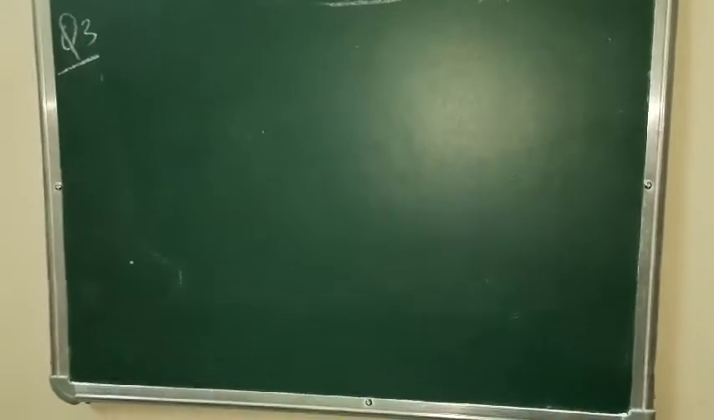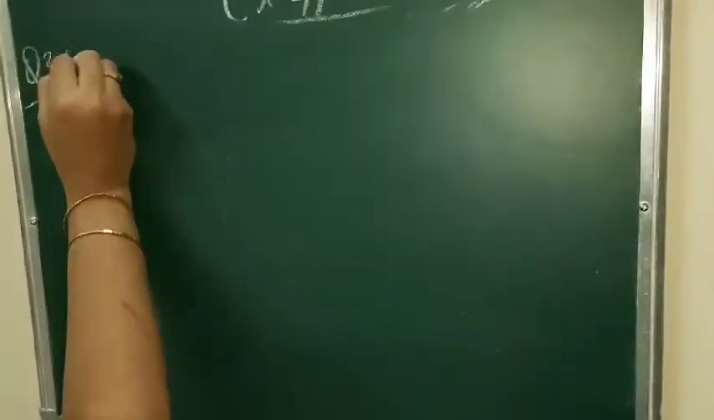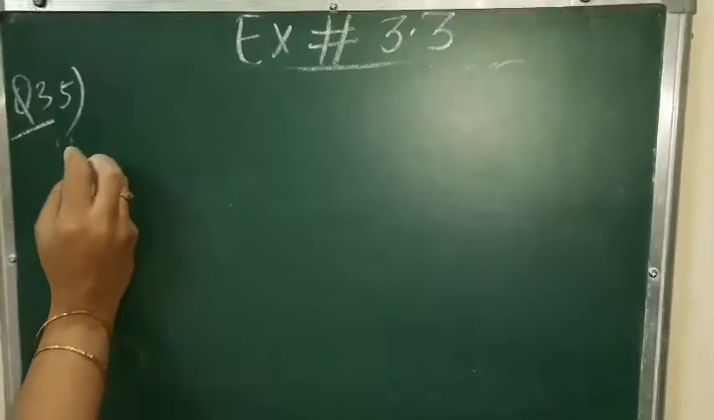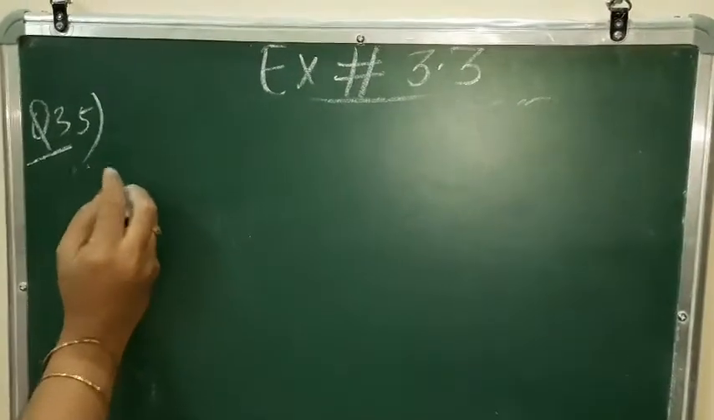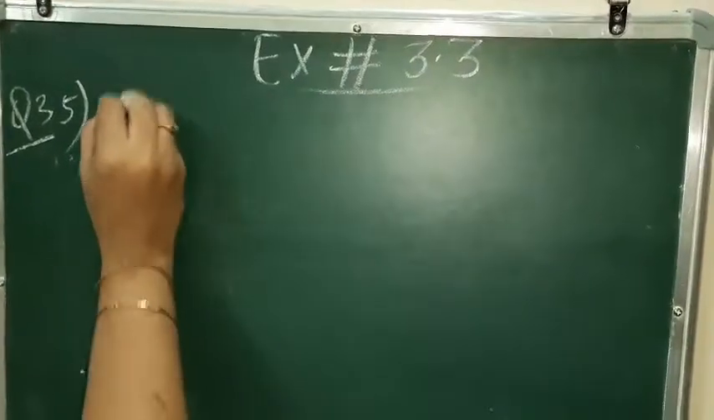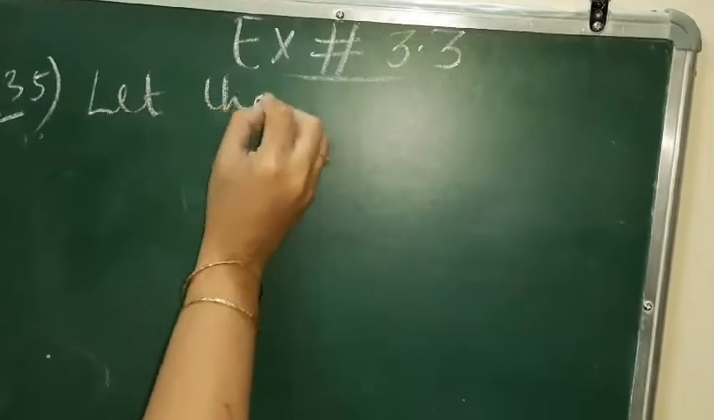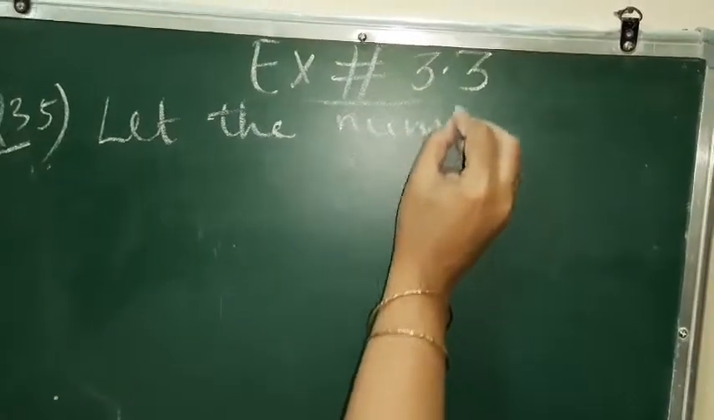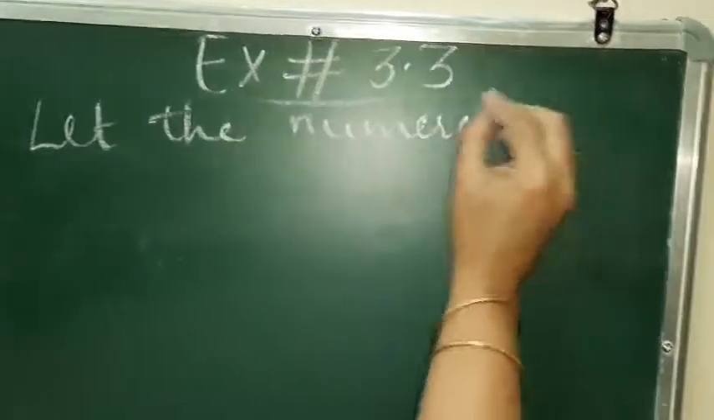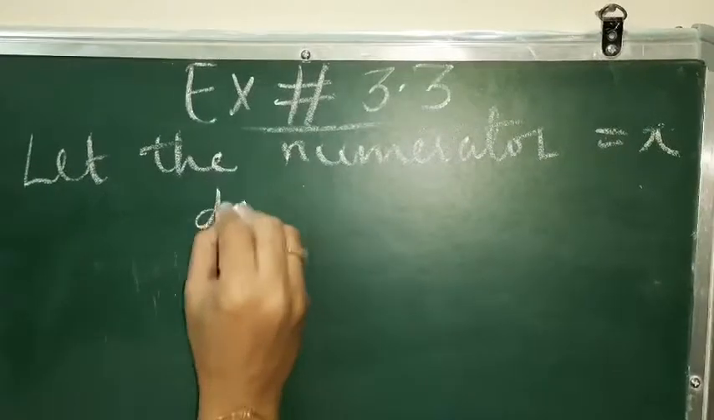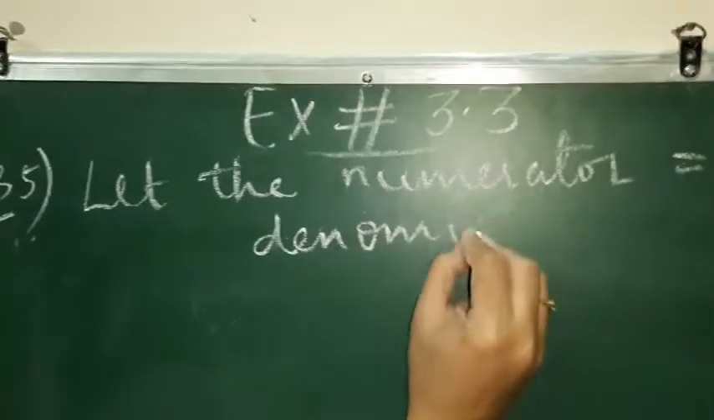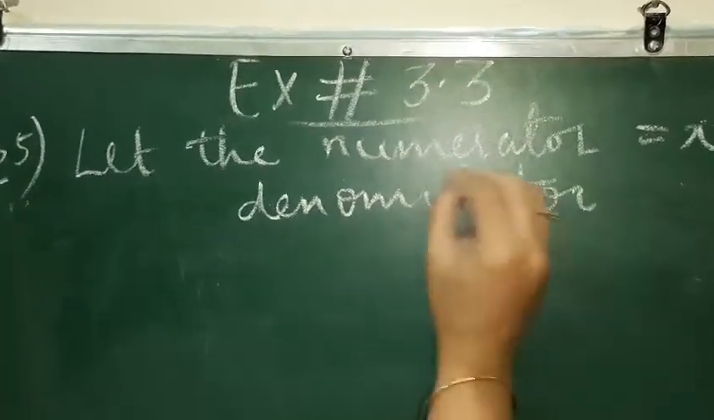A fraction becomes 9 upon 11 if 2 is added to both the numerator and the denominator. Now, numerator and denominator we don't know. So let the numerator be x, and let the denominator be y.